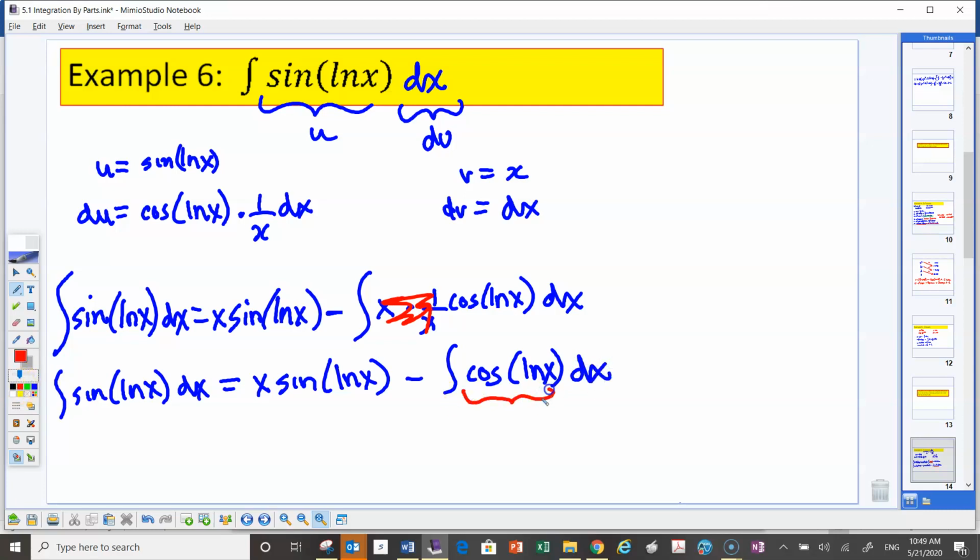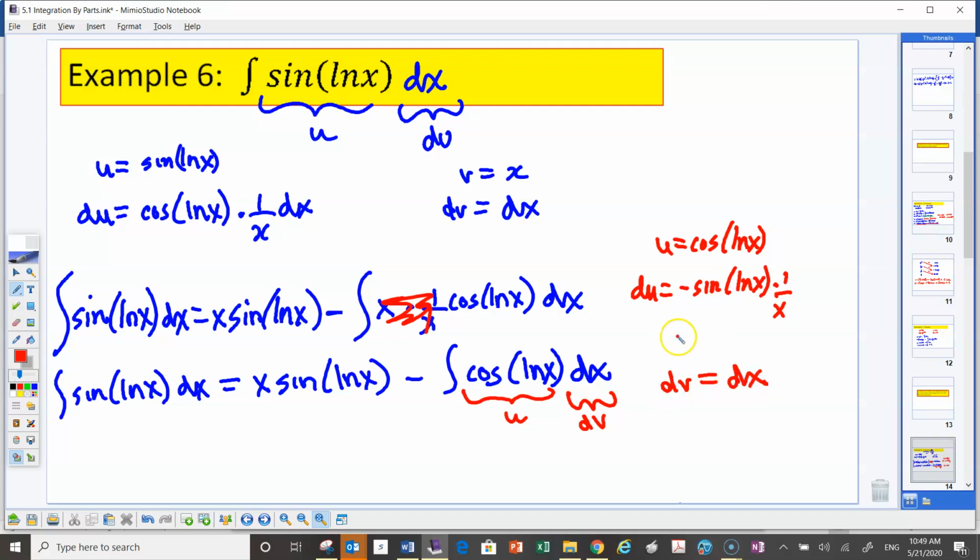Again, I'm going to let this be u and this be dv. So u is cos ln x. du would be negative sine ln x times 1 over x. dv is dx, so v would simply be x.